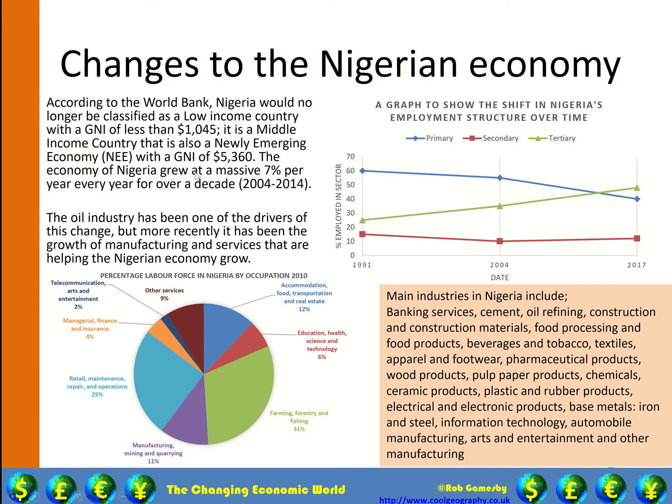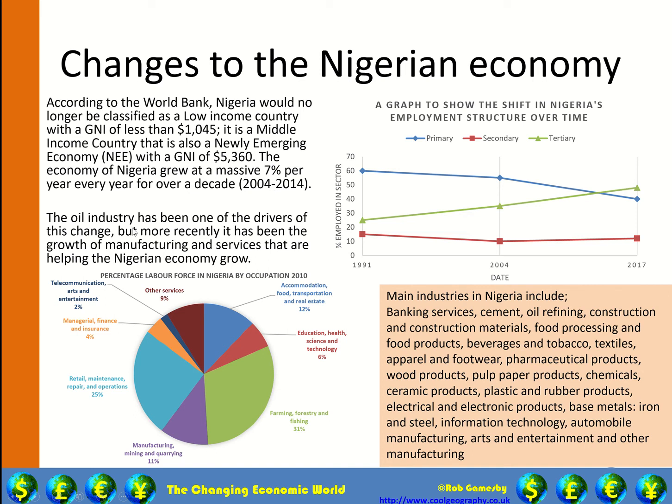So according to the World Bank, Nigeria is not a low-income country. It's a middle-income country. So we'd class it as a newly emerging economy. Its gross national income is over $5,000. That's well above the value needed to be out of the low-income country classification. And for a decade between 2004 and 2014, the economy was growing at 7% a year, and the UK economy doesn't grow anywhere near that.